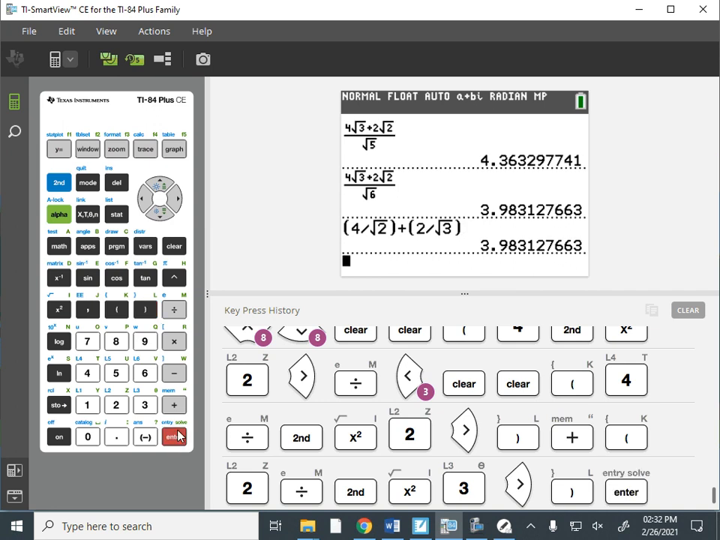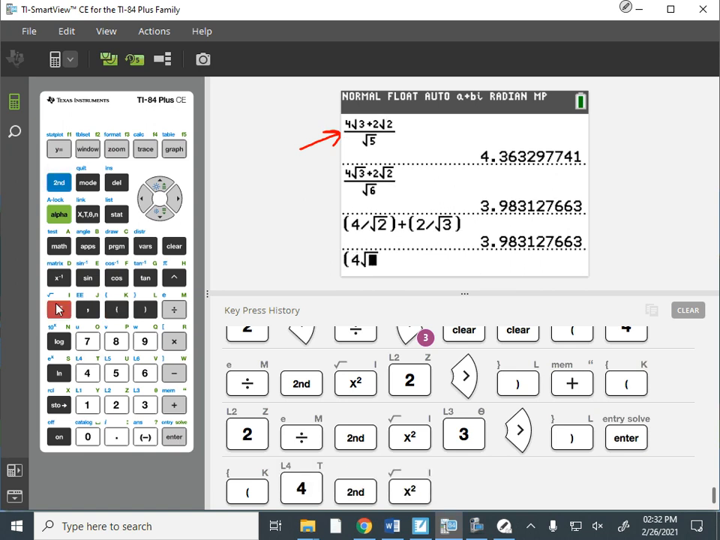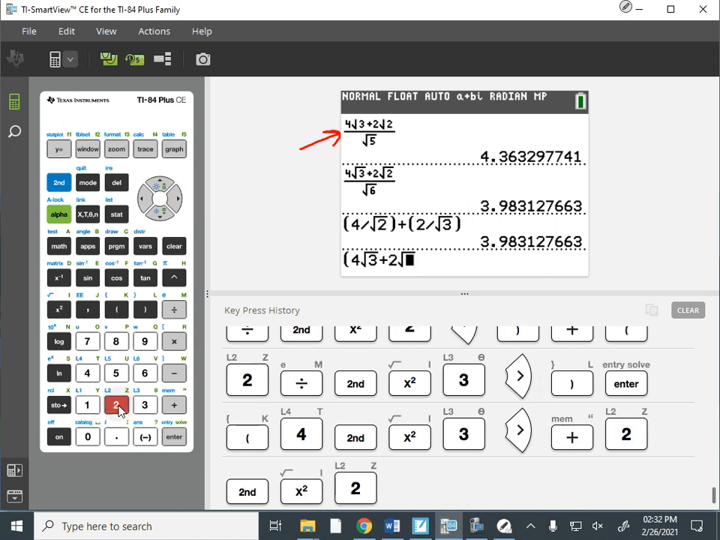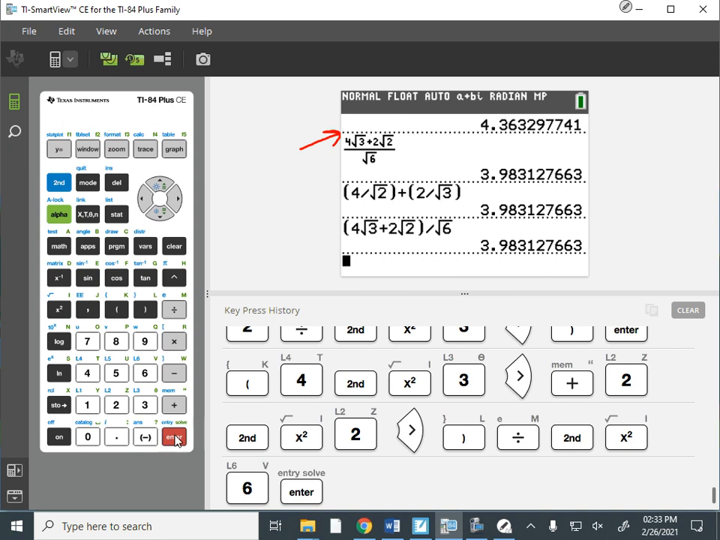How you would type in the other ones, how you would type in this without the alpha y equals button, you would do parenthesis 4 second x squared radical 3 arrow out plus 2 second x squared radical 2 arrow out, close the parenthesis, divided by second x squared radical 6. So that's how you would have to type it in if you didn't have the alpha y equals button.